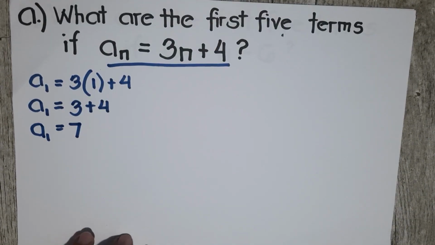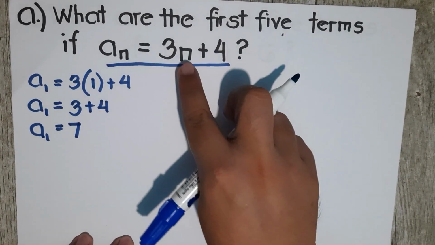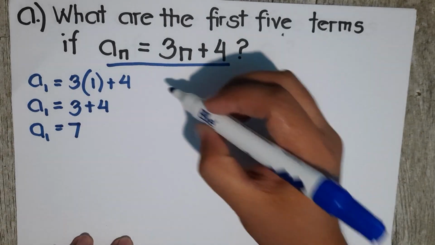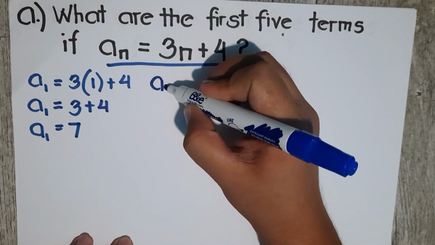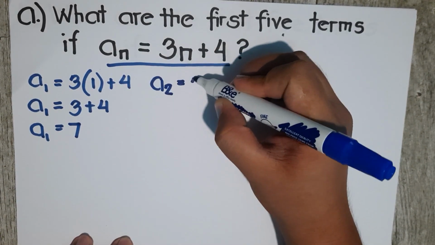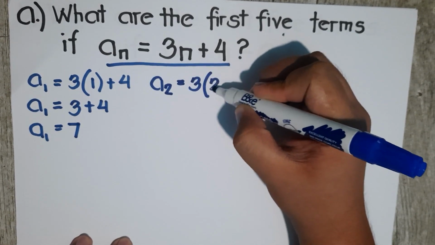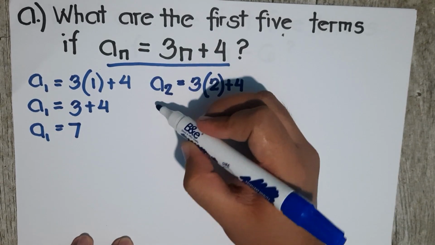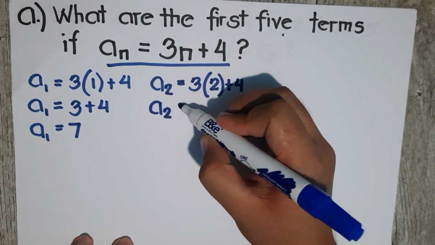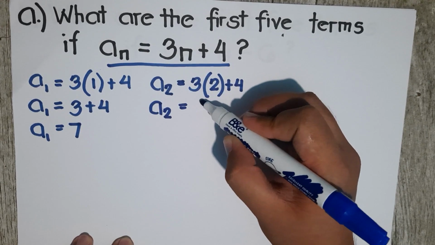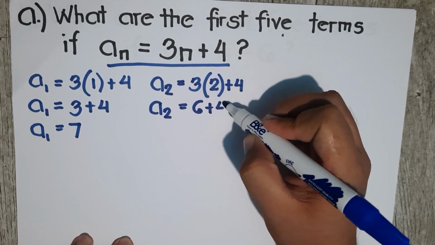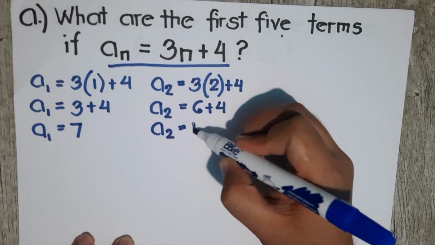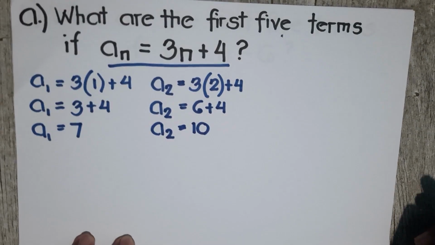Now, we'll have to identify the second term. So again, we'll replace n with 2 because we're looking for the second term. So this will become a sub 2 is equal to 3 times 2 plus 4. Next, a sub 2 is equal to 3 times 2 is 6, plus 4. A sub 2 is equal to 6 plus 4, 10. Our second term is 10.